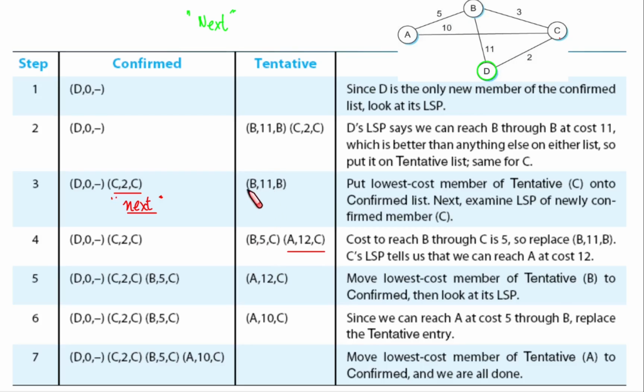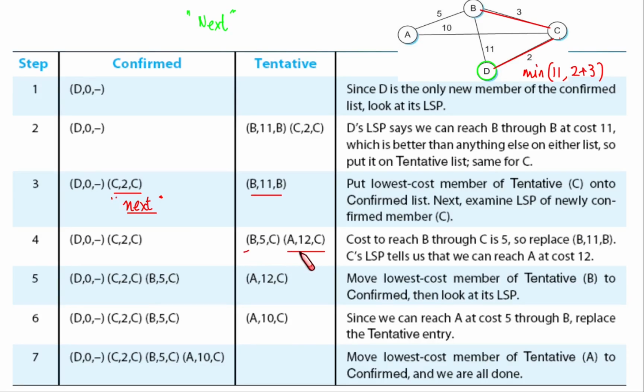And then for this other entry in the tentative list, B, we check for relaxation. Now the original cost to reach B directly through D was 11. Now through C, remember the relaxation step, it's going to be the minimum of 11 or the cost to C, which is 2, plus the cost from C to B, which is 3, right? And that's less, so therefore we take this, and so we update the cost to reach B as 5 and then the next hop as C because we take this route to reach B.